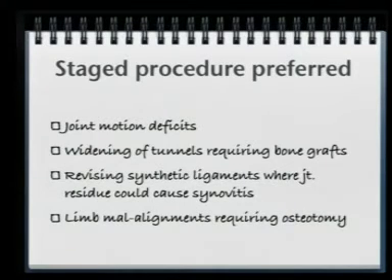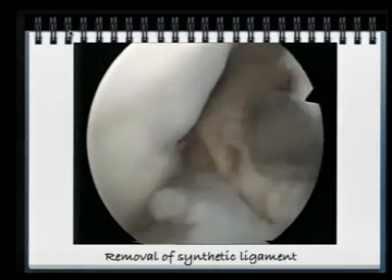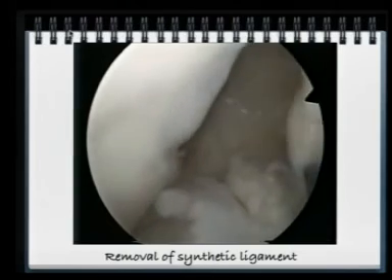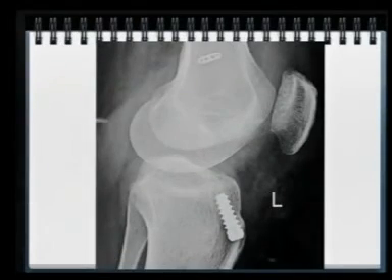a stage procedure because you don't want synovitis following residue from the synthetic implant. And if there is malalignment, we always prefer to do an osteotomy before planning a revision, and this is always done in a stage procedure. So this is a synthetic graft which is being removed.